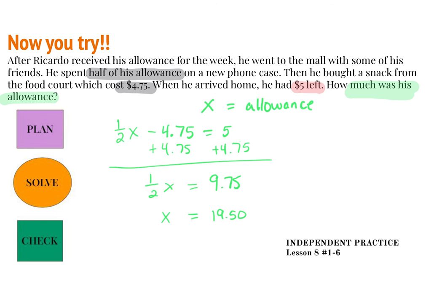So I'm just going to walk through to see if this is actually making sense. If I'm spending half of $19.50, then I'm left with $9.75. From that $9.75, I am taking away the $4.75 I spent in the food court. So then it does make sense that my answer is $19.50, because I'm left with $5. So this is a process of showing my work to check to see if this made sense.